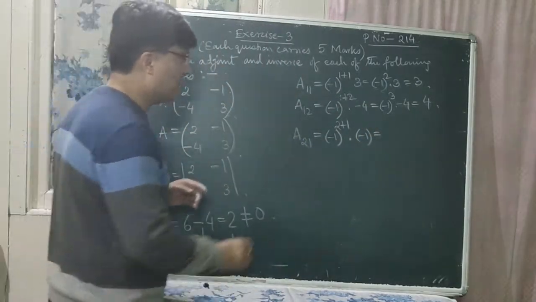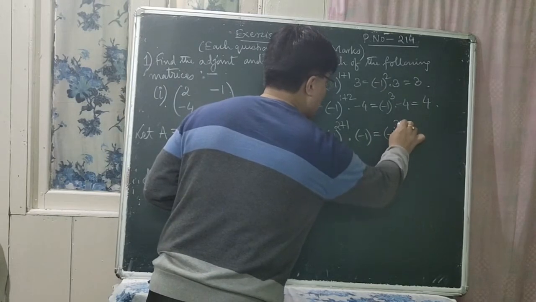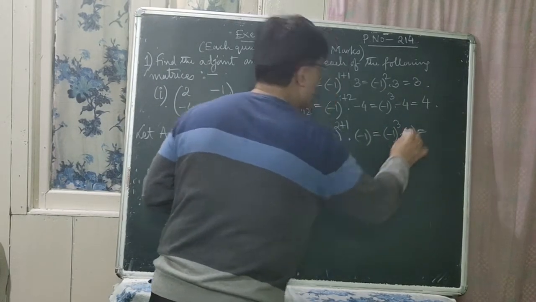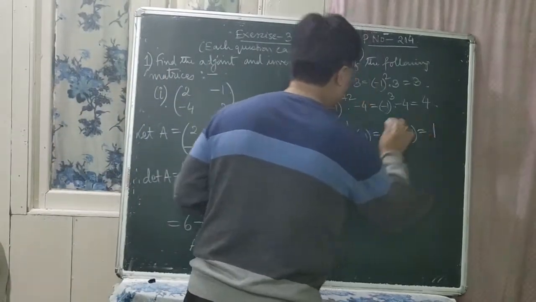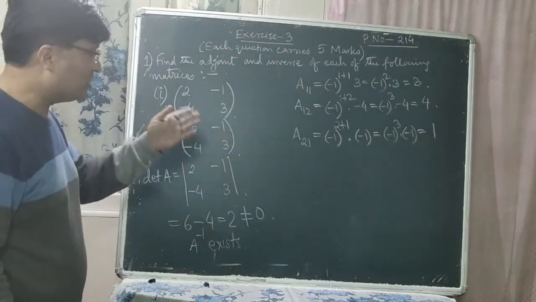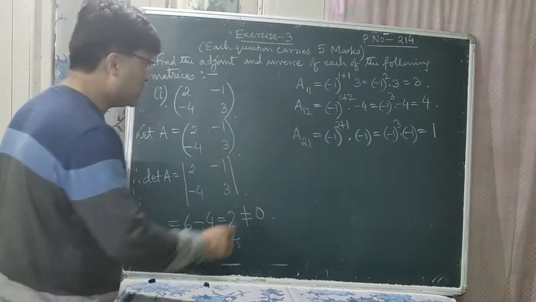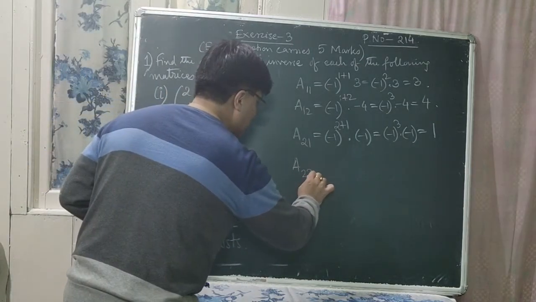Right? Let us simplify it. So it is (-1) whole cube into -1. What is (-1) whole cube? -1. So minus into minus is plus 1. That is your A21.